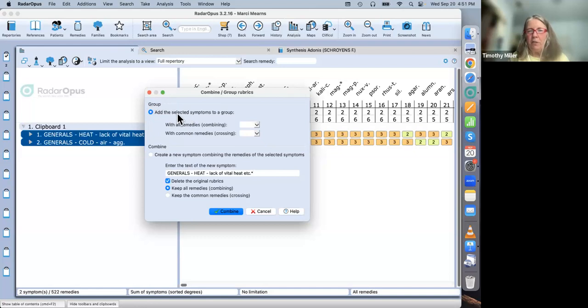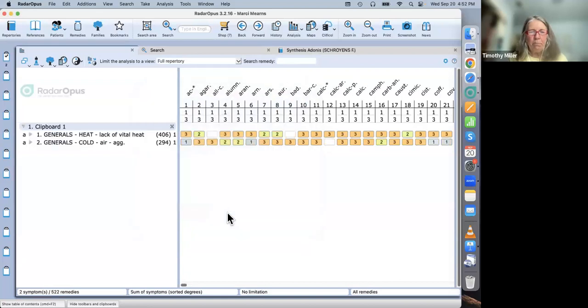So up here at the top, it's all set up for you. Add the selected symptoms to a group with all remedies combining. And I have to select a small letter of the alphabet to designate that group. Once I do that, you'll see what happens here. These two rubrics are now being considered by the program as one.